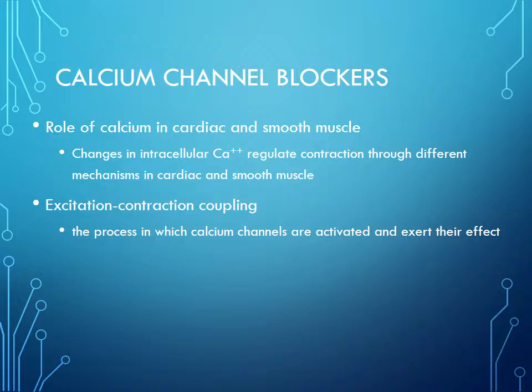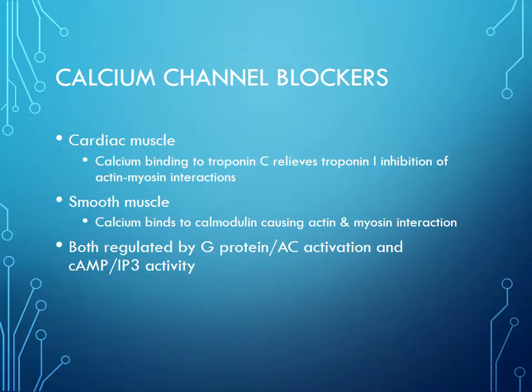All right, so we're going to talk about calcium in cardiac and smooth muscles. We're going to talk about that change of intracellular calcium, and excitation-contraction coupling is the process in which calcium channels are activated and exert their effects. So when it comes to cardiac muscle, what is the protein that is unique to cardiac muscle as opposed to vascular smooth muscle? Troponin, okay? Otherwise, you have actin, myosin, all that stuff, in both. But you have troponin as well in the cardiac muscle. And calcium binds to that troponin C and releases troponin I inhibition of the actin-myosin interactions.